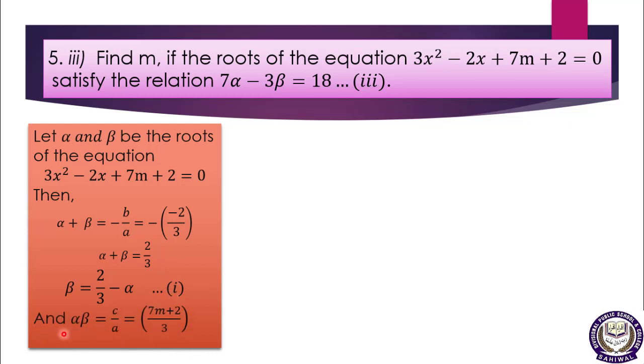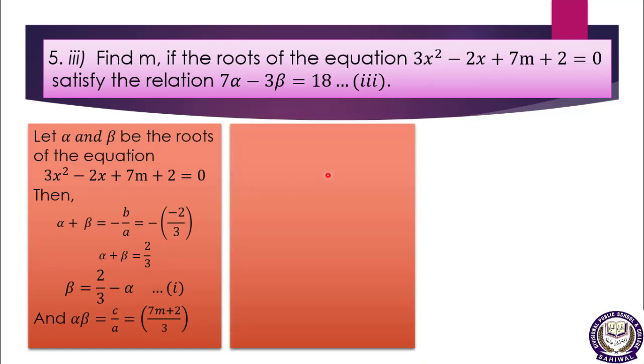The product of the roots alpha and beta is equal to c over a. C means the constant term, that is 7m plus 2, and a, the coefficient of the quadratic term, that is 3. So alpha beta is equal to 7m plus 2 over 3, and let's call this equation 2.